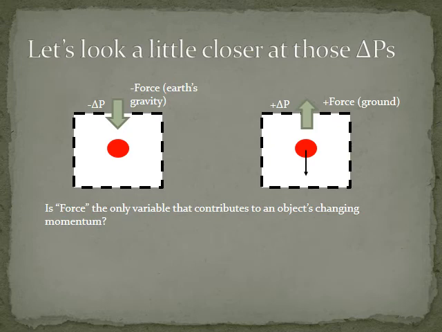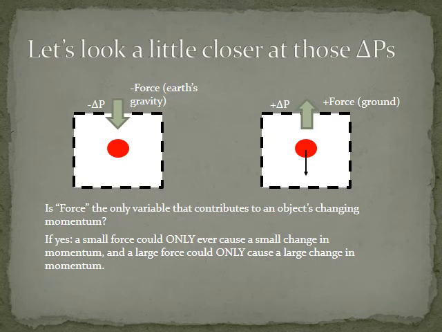The next question is, is force the only variable that causes this object's momentum to change? Is the force the only thing that matters? To answer this question, think about what would be true if the force was the only variable that mattered. If the force is the only relevant variable, then a little force could only ever cause a small change in momentum. So if an object can't push very hard, that means it can never make a different object's momentum change by a lot. And a large force could only ever cause a large change in momentum.